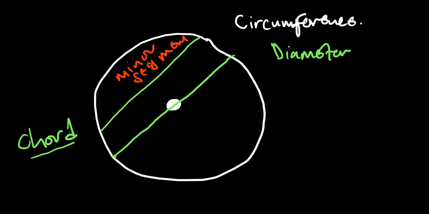Segment. So I'm going to write minor segment here. I mean major segment, not minor. Okay, so my major segment, that's what we have there. So we see that the chord divides the circle into the minor and the what? The major segment.